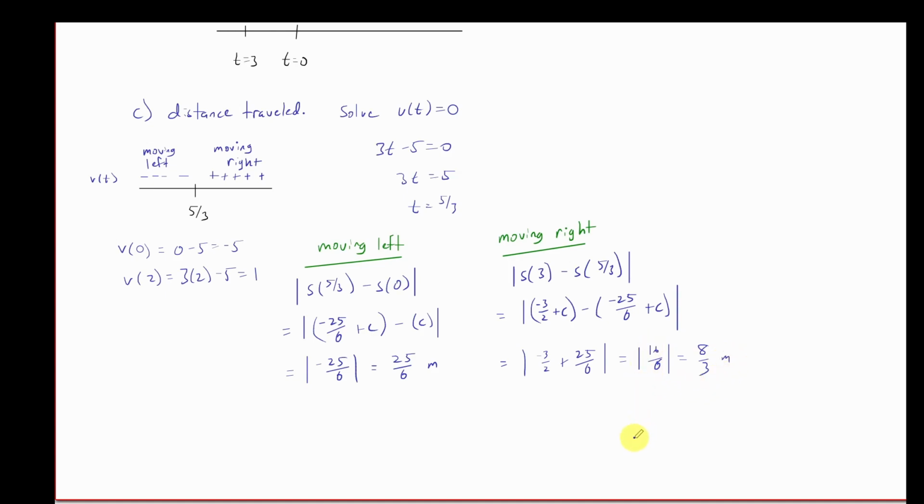Although maybe it would be more useful to leave it as 6, because next we're going to add these two together. So the total distance traveled is going to be 25/6 meters plus 16/6 meters, which will give me 41/6 meters in total.